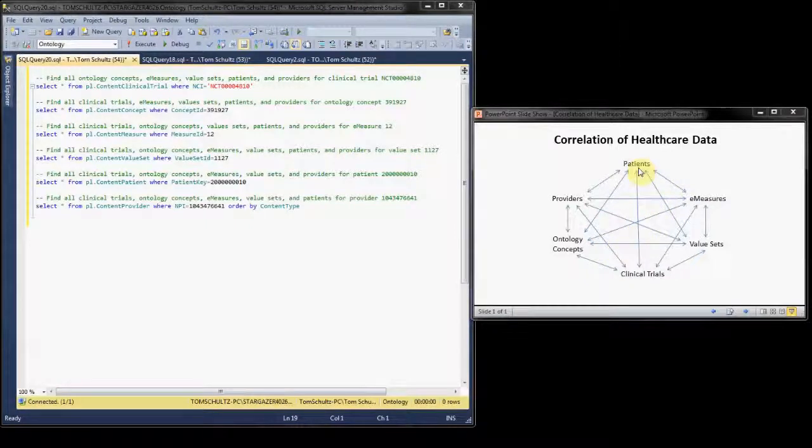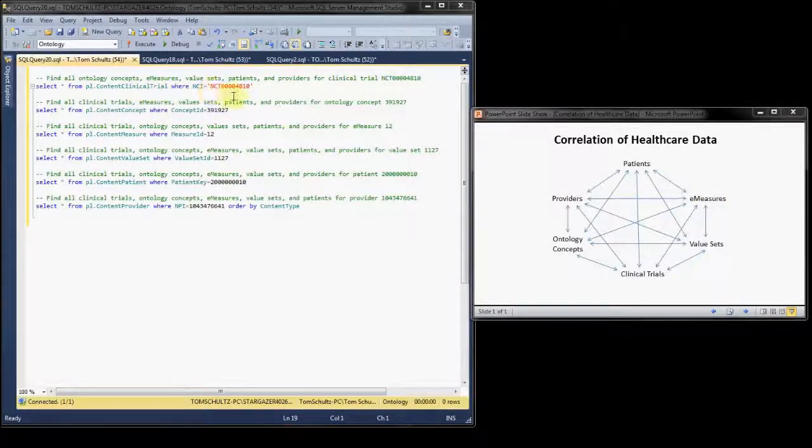So for a given patient, you can find all of the e-measures, value sets, clinical trials, ontology concepts, and providers applicable to that patient based upon their patient records. And similarly, you can find for a given dimension all of the other correlated dimensions to a particular instance here. So we can demonstrate that on the left here with various queries.